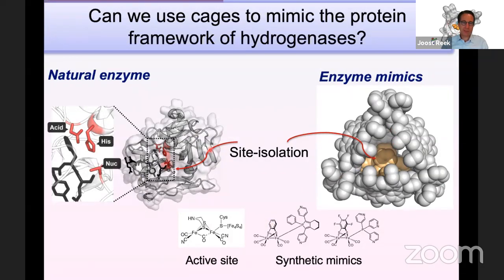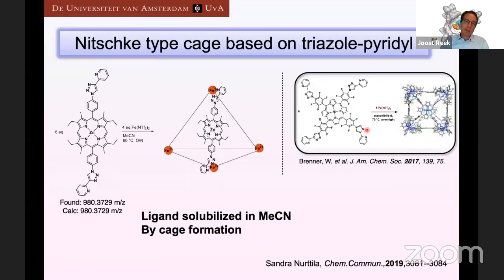And so here you see the natural system with the active site. We make mimics of that, and we want to put it in cages to create a sort of second coordination sphere. And we wanted to learn what the effect is of this second coordination sphere. So we made Nitschke-type cages based on this unit. If you make these zinc porphyrins with this ditopic ligand and you add iron, then by a self-assembly process, you form these molecular cages with 6 of these zinc porphyrins.